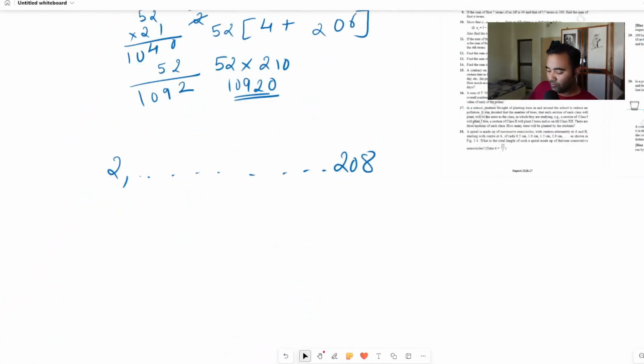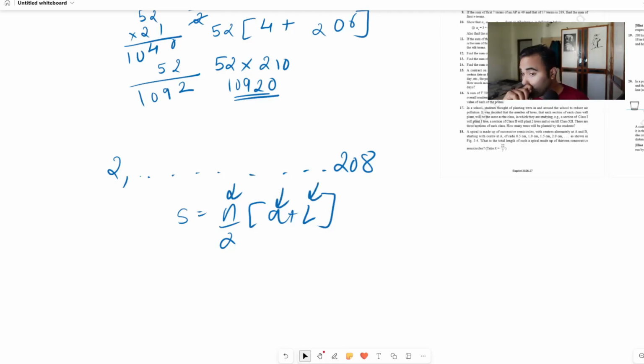S is equal to n upon 2 times a plus L. So you need n, you need a, and you need the last term. When will you use this formula? When you do not have the common difference. There is no second term given over here. For a common difference you at least need 3 terms. Why 3? You can easily calculate common difference from 2 terms, but to verify it, to confirm that the common difference stays the same throughout, you need the third term to just confirm.